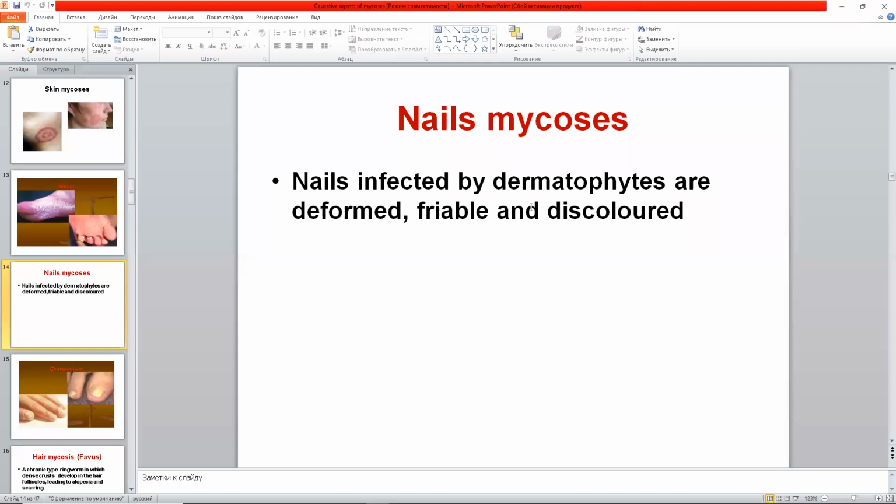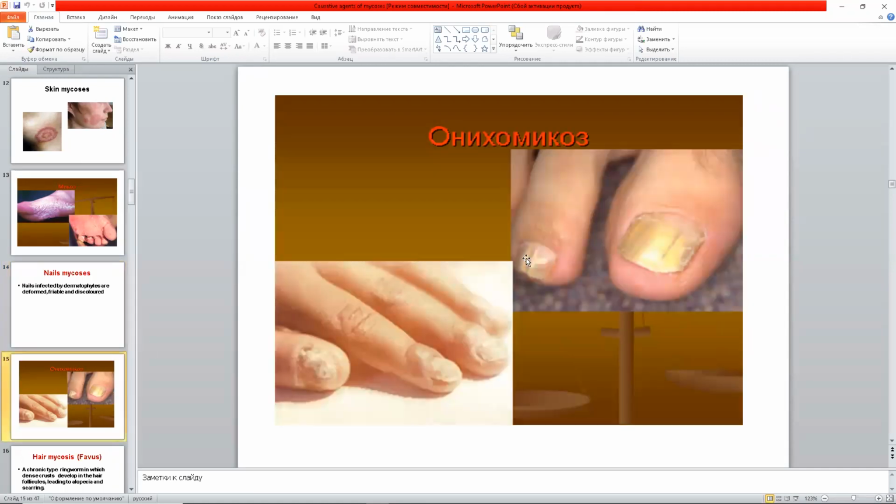Nails infected by dermatophytes are deformed, friable, and discolored, and finally they are destroyed completely. Have you ever seen such nails sometimes? So fungi really have no virulence factors of pathogenicity. But these fungi are able to produce enzymes for destruction of keratin, and they are able to destroy nails and hair. And they are able to multiply not just in the nail but in the tissue surrounding the nail. So it is difficult to eliminate these fungi.